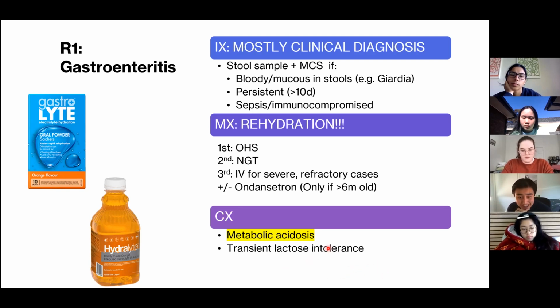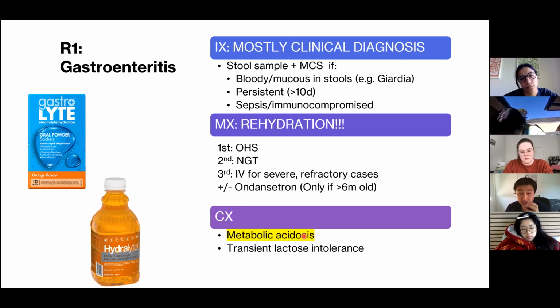I've just got a question in the chat. Can you get alkalosis from vomiting out hydrochloric acid? Yes, absolutely. That's a very good point and caveat. The thing with gastro is it really depends, because on the one hand you can vomit out stuff and lose acids, but on the other hand, if you get severely dehydrated and go into shock, that's when you see your metabolic acidosis.